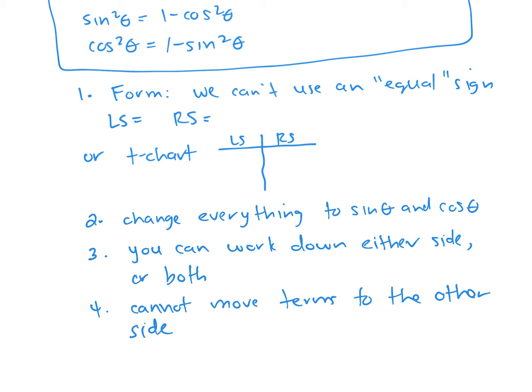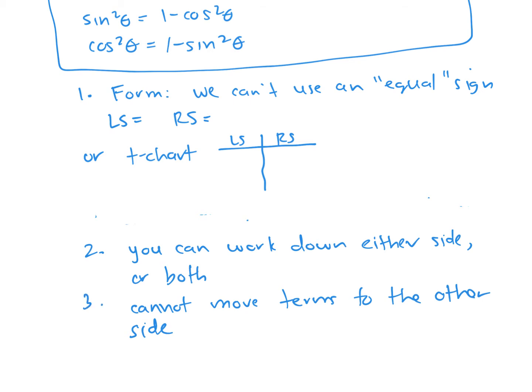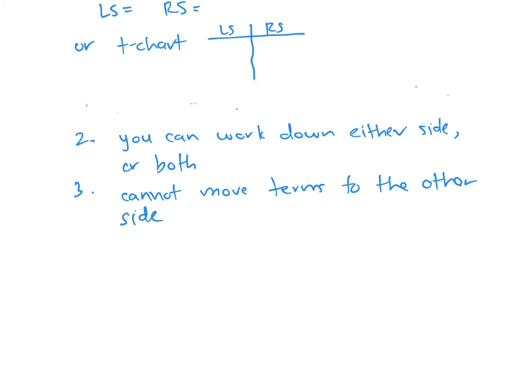Once you've changed everything to sine and cosine, so actually I'm going to put this a bit further down because this is more of a strategy than a form thing. So number 1, form, work down left side, right side. Number 2, you can work down either side exclusively, but you cannot move terms from left to right. So those are more operational things. So strategies, the first strategy I would do is change all terms to sine and or cosine.